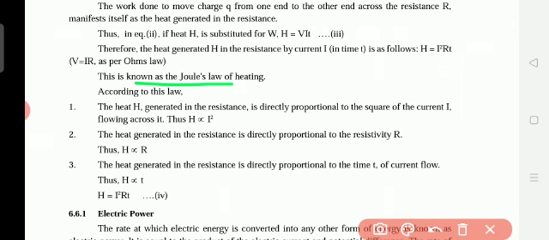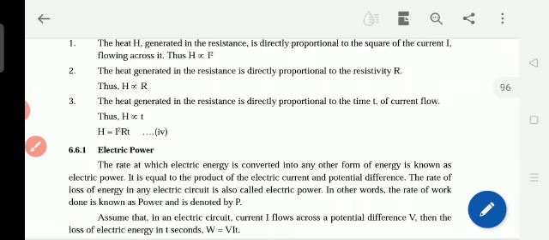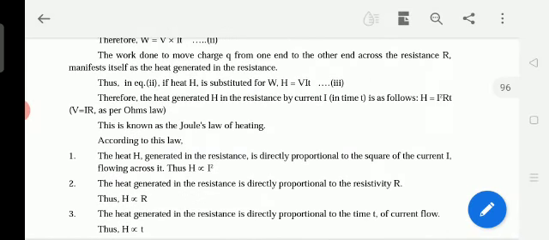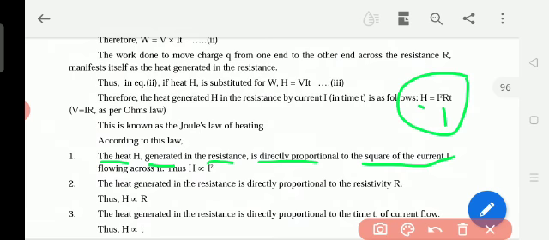So Joule's law of heating means what? In the resistance, heat is generated when the current flows for some time. So it is Joule's law of heating. The electrical energy is converted into heat energy. According to the law, the heat H produced in the resistance R is directly proportional to the square of the current. How much current flows in the resistance, that much heat is produced.